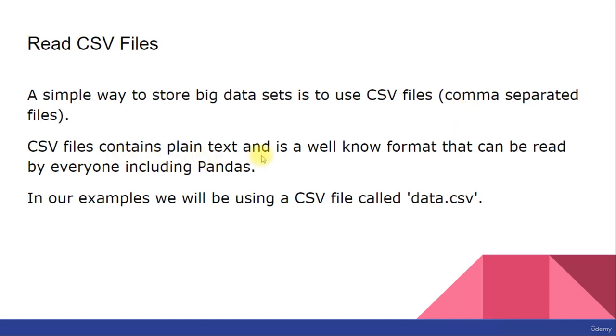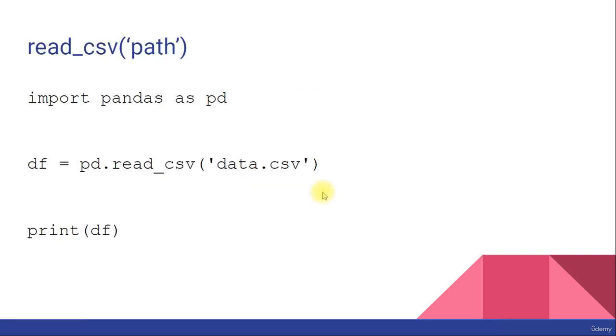CSV files contain plain text and it is a well-known format that can be read by everyone including Pandas. In our examples, we'll be using a CSV file called data.csv. We have this function called read underscore CSV in Pandas, and inside this we can give the path of the CSV file, or basically the location at which it is present on our local machine.